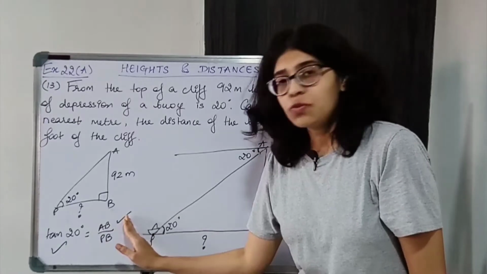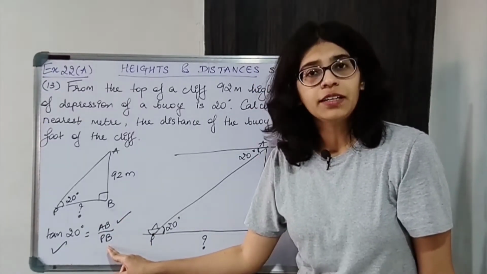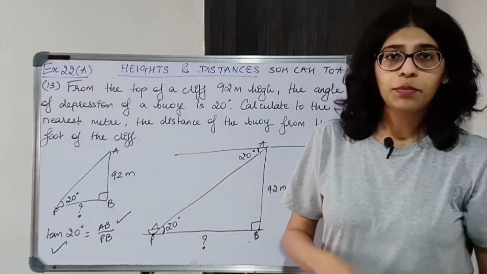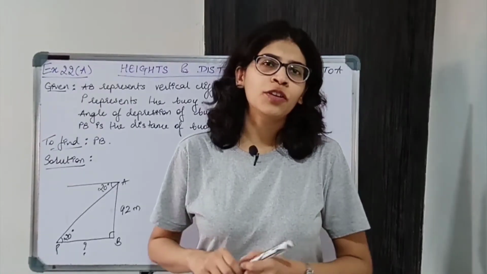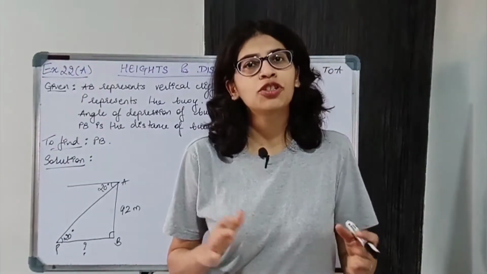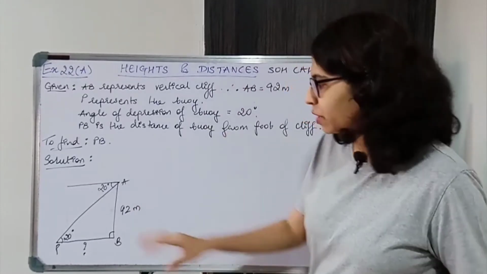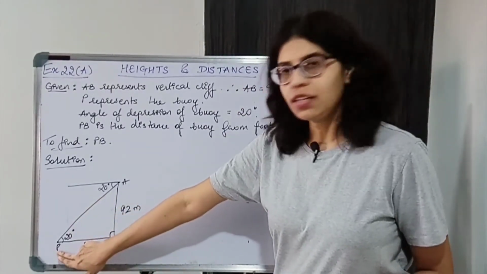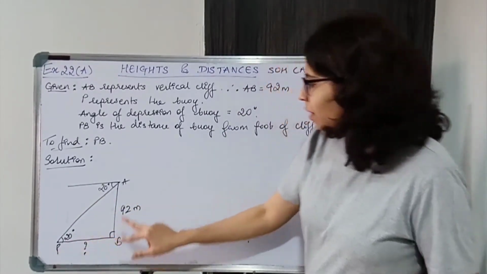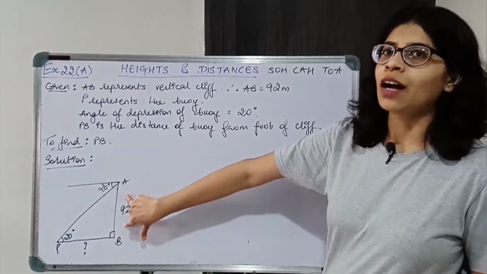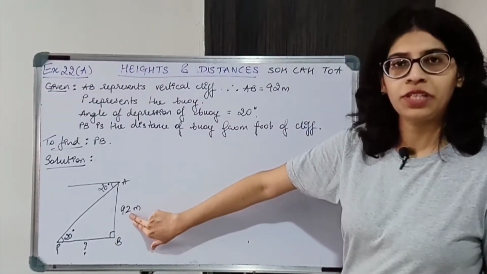So both the values we know, we can easily find PB. Alright, so now let us start solving with proper steps. Now you have to write down the given information according to the diagram. So you have to draw a proper diagram. P is representing the boy and AB is the height of the cliff, so therefore it is 92 meters.